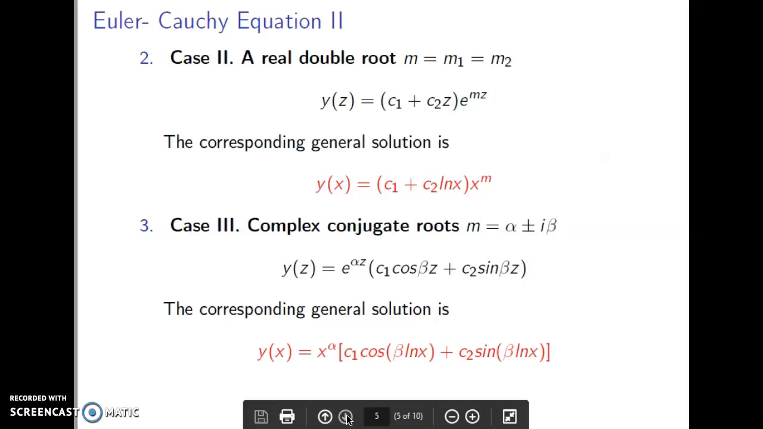In case 3, when we have complex conjugate roots, say alpha plus or minus i beta, we have y of z equal to e raised to alpha z into c1 cos beta z plus c2 sin beta z.